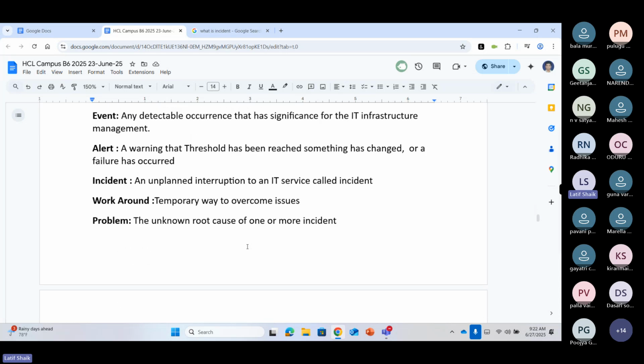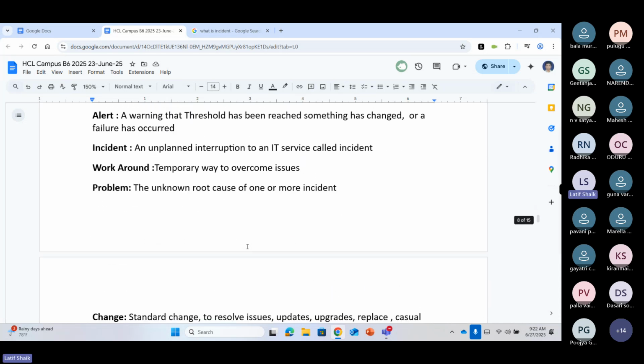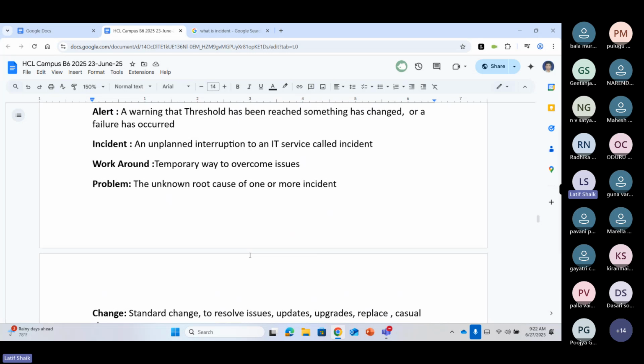Second one is the differences. Once again, what is the second one? Differences. What is the difference between incident and problem? Incident and service request? What is change management? What is the difference between incident and change management? For everything, the first question is what it is. Second, the difference between this and that.